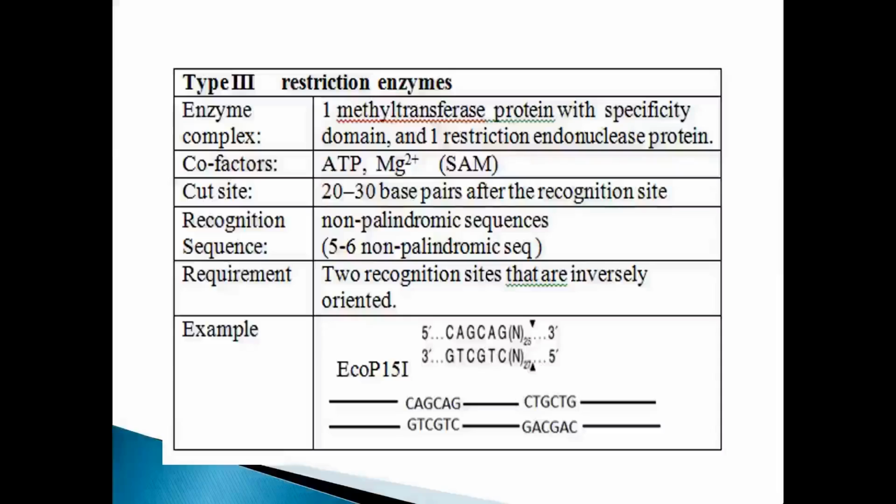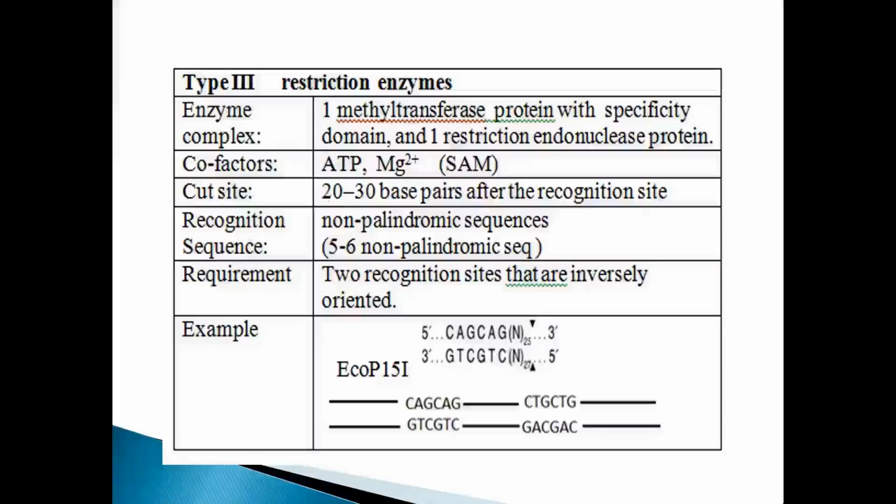The cofactors are ATP and Mg2+. The other cofactor SAM is not essential, but if it is present, it enhances the activity of this enzyme. The cut site is 20 to 30 base pairs after the recognition site. The recognition sequences are again non-palindromic sequences. We can see an example here. They are non-palindromes. They seem like repeated sequences.